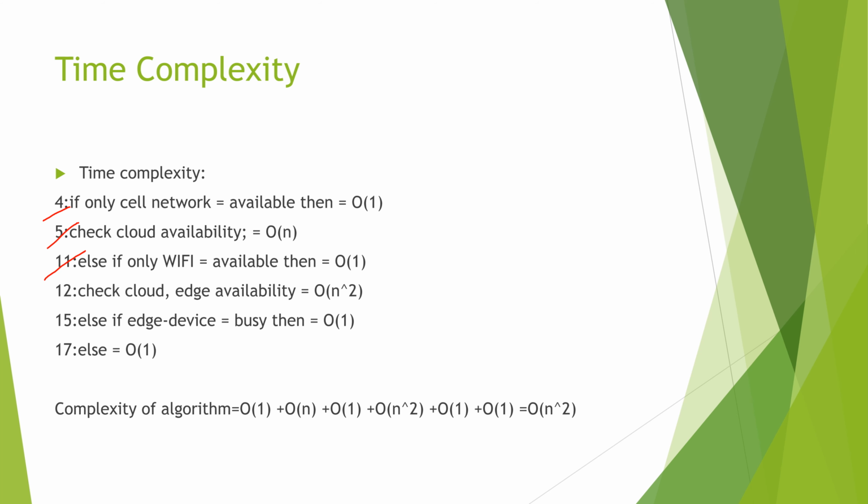Line 12, which checks for the edge and cloud availability, is big O of n square because n cloud and edge instances are checked. The complexity of the rest of the else if and the else part is big O of 1. After adding everything, following the rules of the complexity of the algorithm, the complexity of the general algorithm is big O of n square.